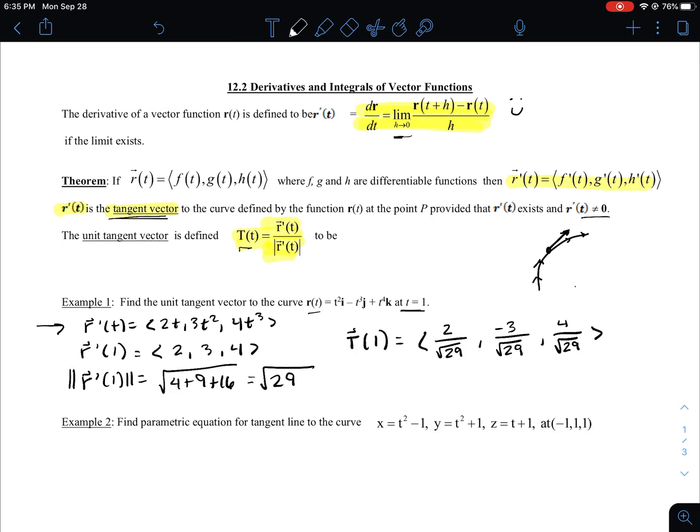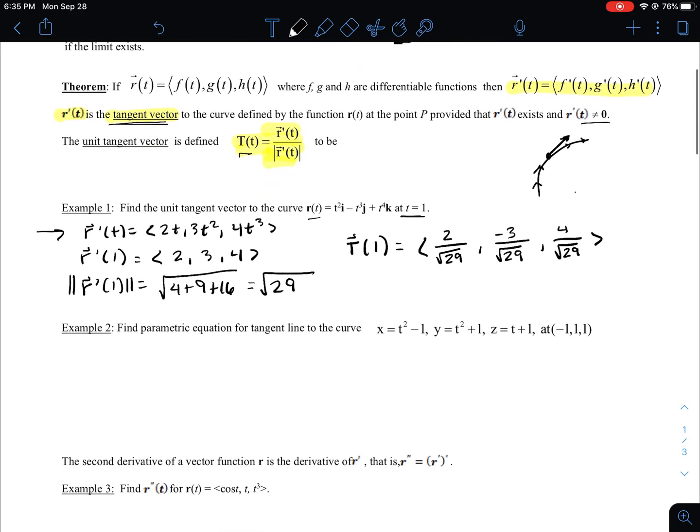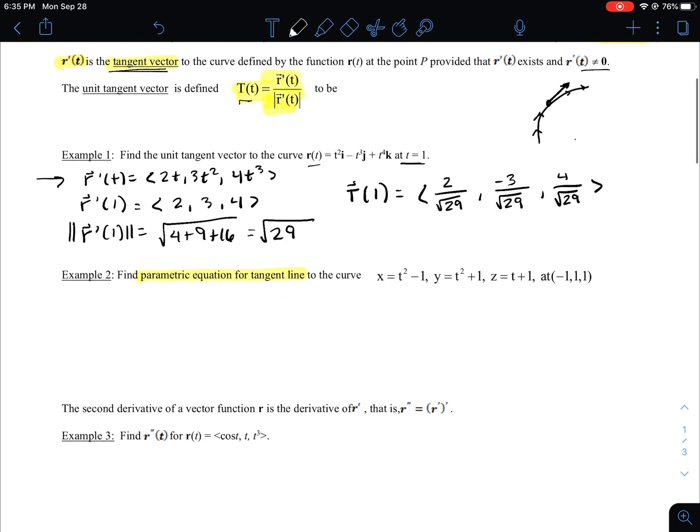Regardless, here it is, not that hard to find, unit tangent vector. Okay, now I wanted to also show you a problem where we actually found the tangent line, and so we got to see what that looks like in multivariable calculus and kind of compare it to what it looked like in BC calculus.